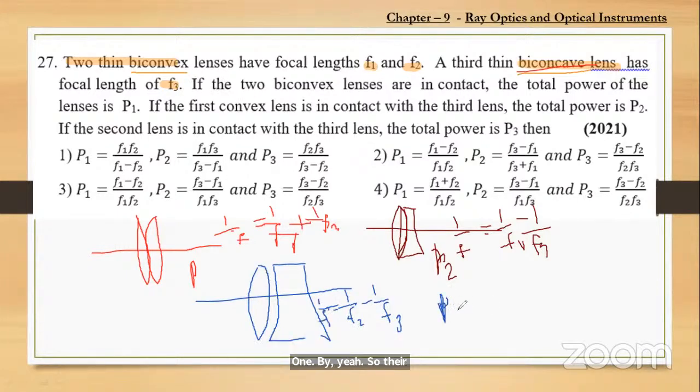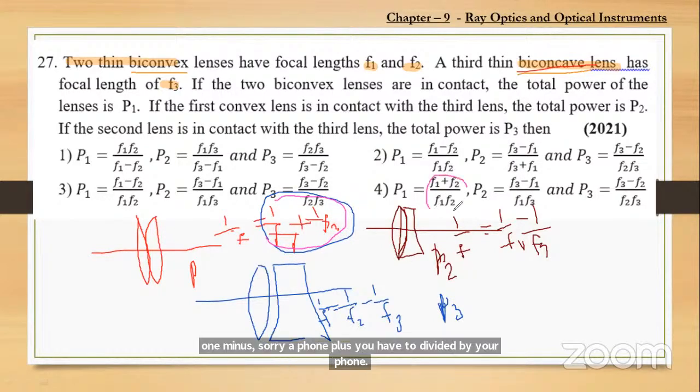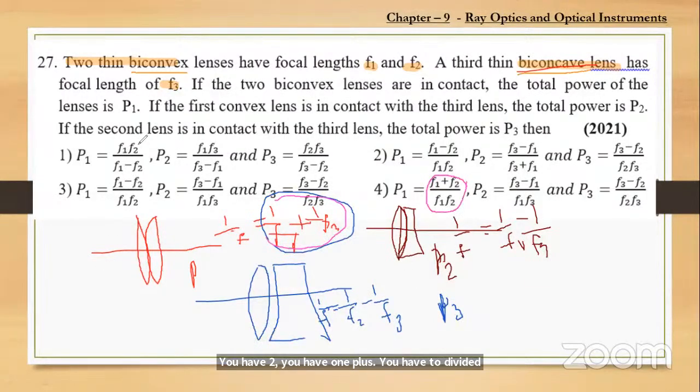Now, if I take the LCM for 1 by f1 plus 1 by f2, what value do you get? That will be f1 plus f2 divided by f1 f2. You can observe this is the answer, and no other option will match. So finding only one is enough.